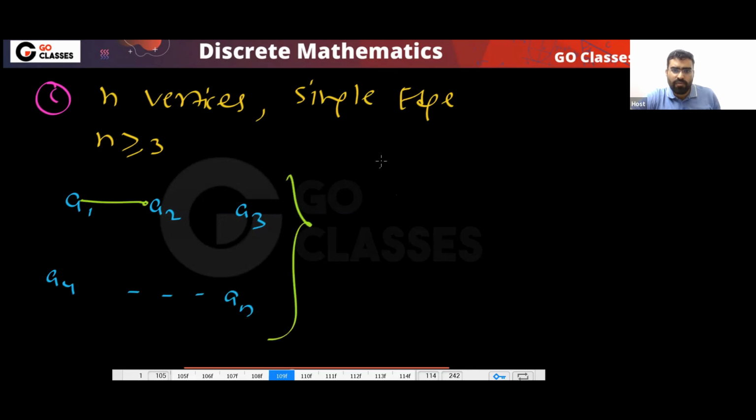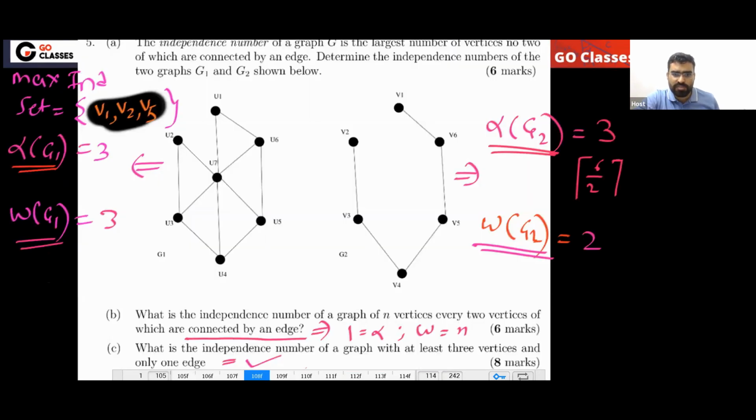Then for this graph, what will be the alpha? You can take all these vertices except one endpoint of the edge, so the alpha will be n minus 1. This is the largest independent set you can create. And what is the omega? The omega will be 2. You can create K2. Okay, so very simple. So for this question, the answer will be n minus 1 for alpha, and omega will be 2.